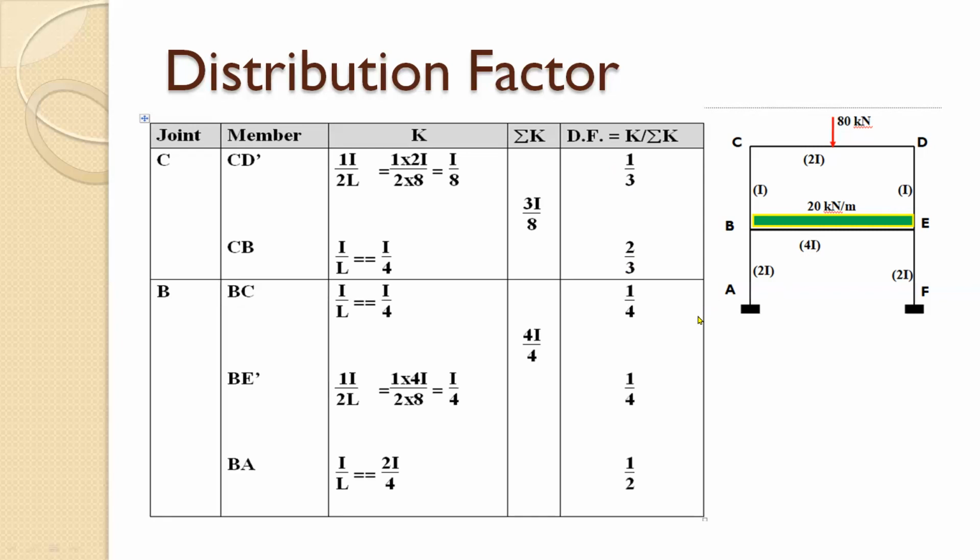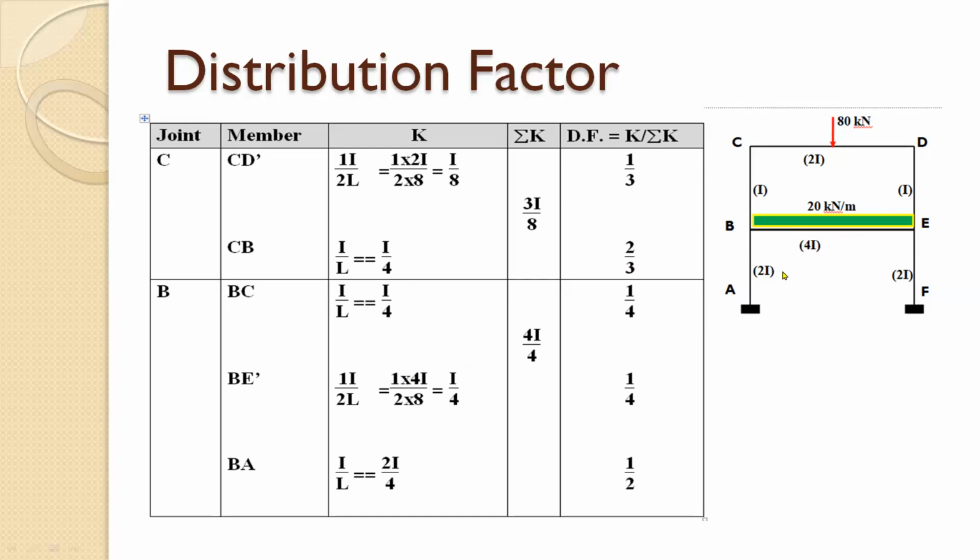Then we will go to joint B. At joint B, there is member BC, then BE dash and BA. For BC, it is I by L. For BE dash, we have to take half of original stiffness, so half of I by L. I here is 4I by 8, so it is I by 4.